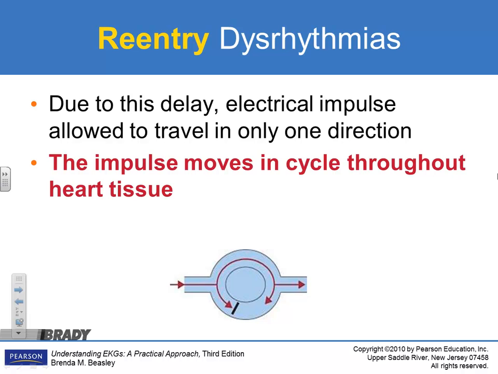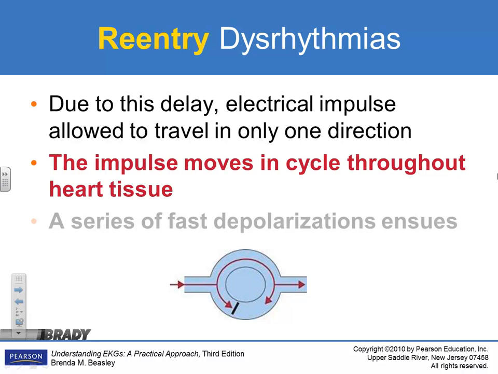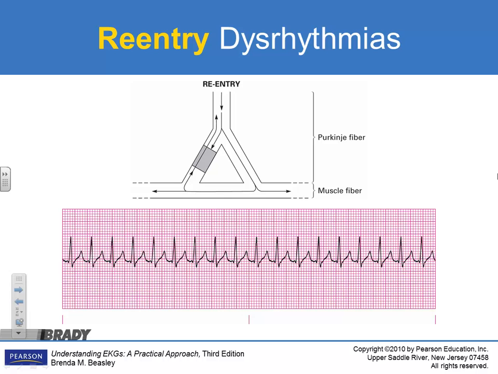So the impulse just circles around, only going in this one direction, around and around. This causes a lot of our tachycardias. It's just circling and it doesn't have time to spread throughout the rest of the heart. It circles right up there and keeps irritating it, causing it to fire.